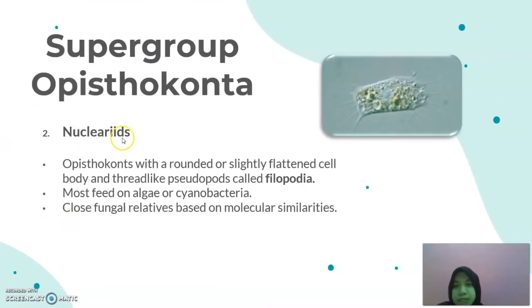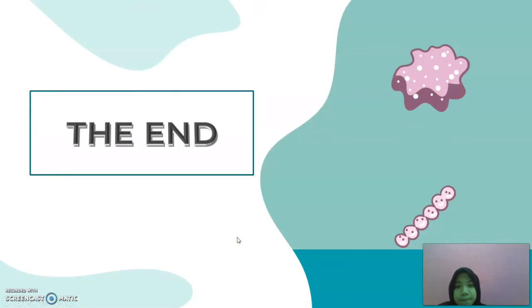The last one is nucleariids. Opisthokonts with a rounded or slightly flattened cell body and three pseudopods called filopodia. Most feed on algae or cyanobacteria. Although they lack the characteristic cell walls found in fungi, molecular similarity suggests that nucleariids are closely related to fungi. Thank you.